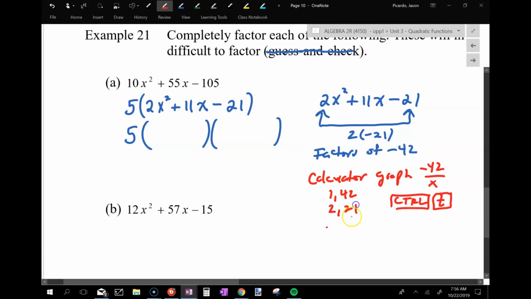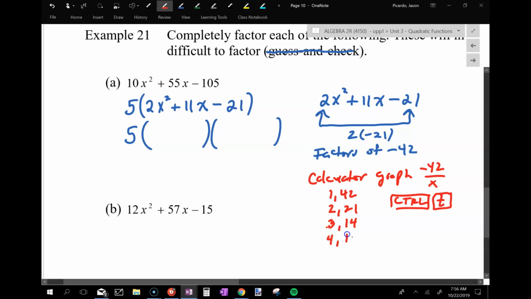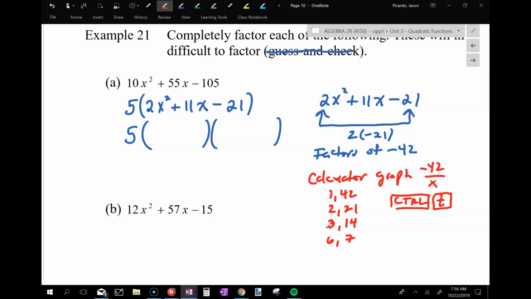Two and 21. 3 and 12. Oh, I'm sorry, 3 and 14. Thank you. 4 and nothing, don't work. 6 and 7. Were there any others? Did I miss any? I think that's all. Is that all of them?